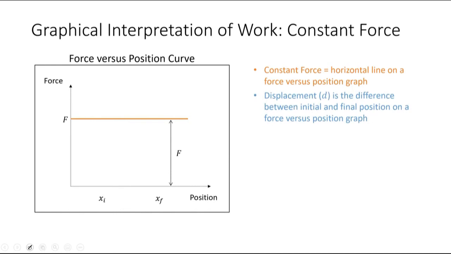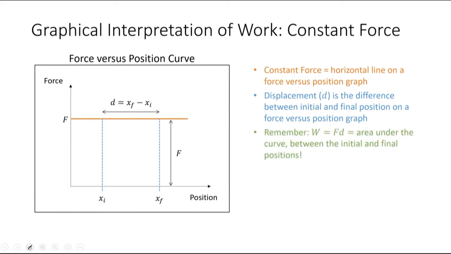Then the displacement would be the difference between the initial and final positions on the graph. And so here I have x final and x initial marked in, and so my displacement would be the distance between those two, x final minus x initial. Okay, and I'm assuming that the force and the displacement are in the same direction here. So in that specific case, I would find that work would just be equal to F times D. And so really then, if I think about this rectangle that I've shaded out here, that rectangle has an area of F, because that's the height of the rectangle, times D, which is the width of the rectangle.